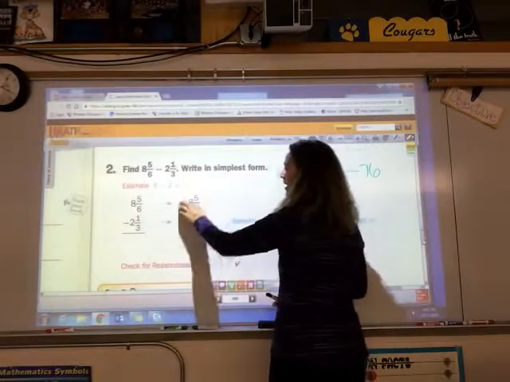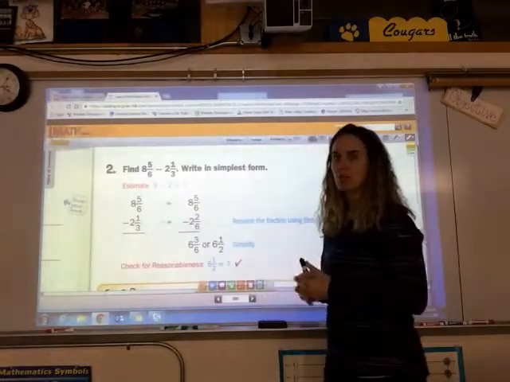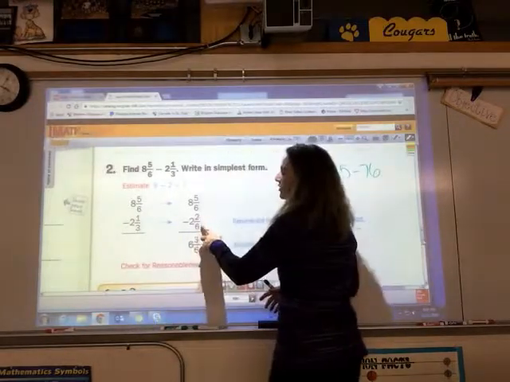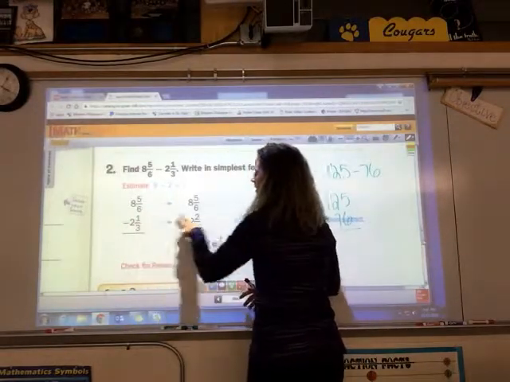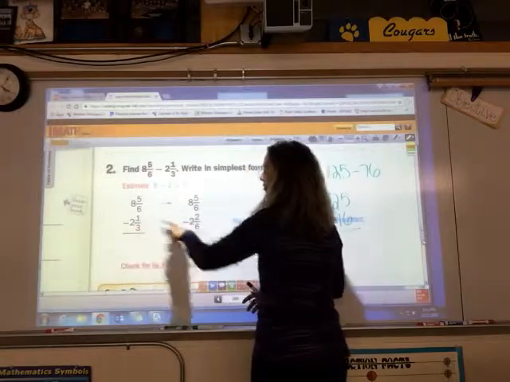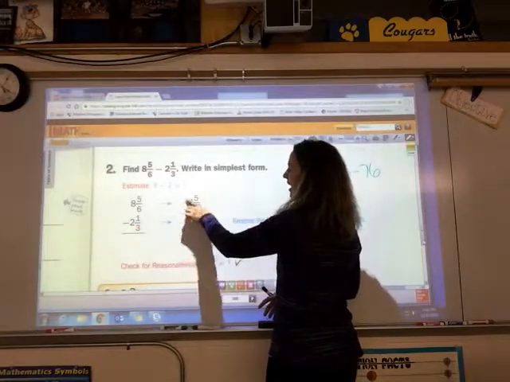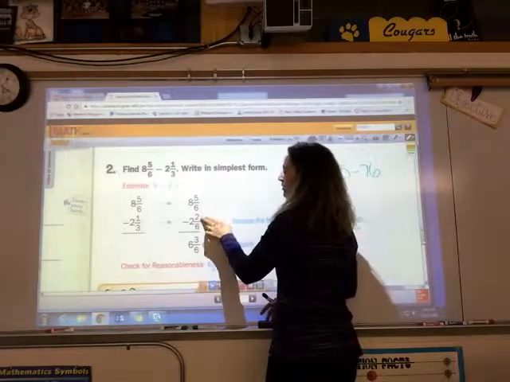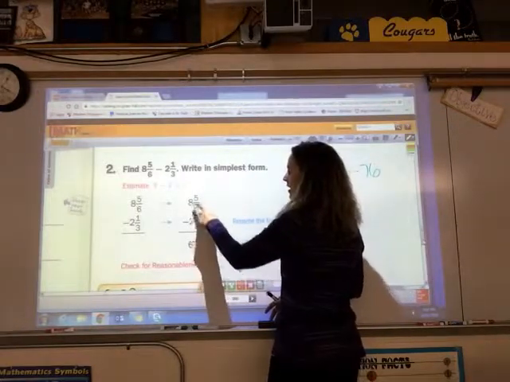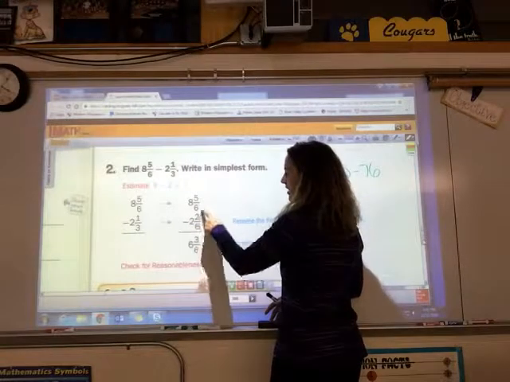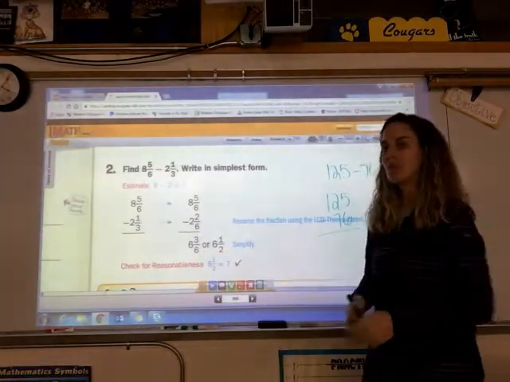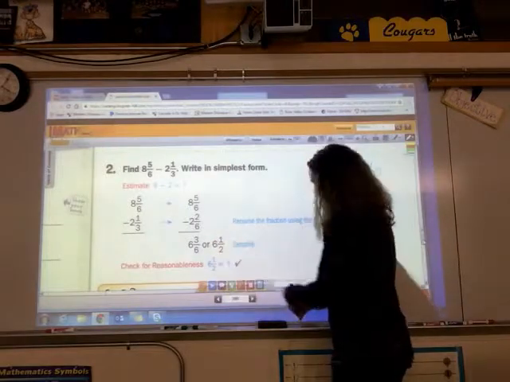So we're renaming it as 8 and 5/6, leaving it there, moving it over to help us subtract. 1/3 would be the same as 2/6. 3 times 2 is 6, so 1 times 2 is 2. The whole number portion stays the same, so now we're taking 8 and 5/6 minus 2 and 2/6. I can go ahead and subtract my numerators. 5 minus 2 is 3. 8 minus 2 is 6, and our denominator was 6. So we have 6 and 3/6. 3/6 can be reduced down into 1/2.